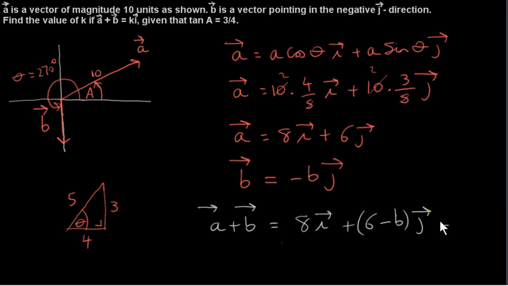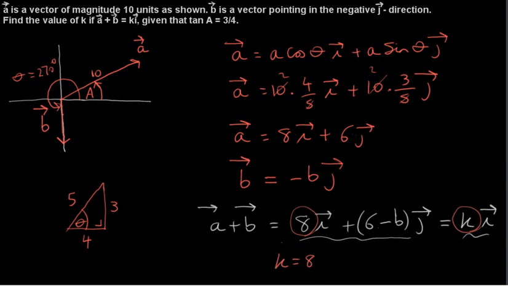Now we want this to equal k times i. So k times i is actually a vector pointing along the i-axis. It has no j component. You could put in a 0j here if you like, to emphasize that. So we want this vector to equal ki. The only way two vectors can equal each other is if corresponding components are equal to each other. So the i components must equal each other. So in other words, 8 must equal k. So we found k. k equals 8.